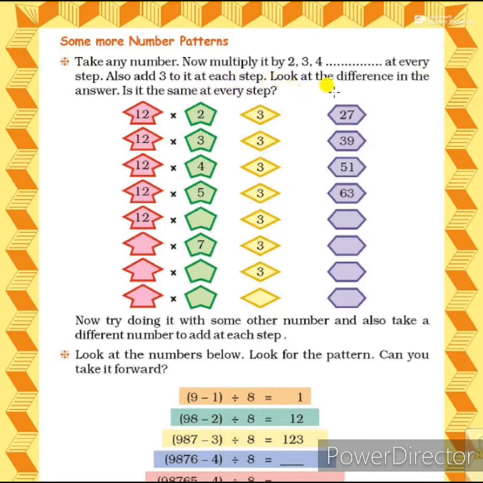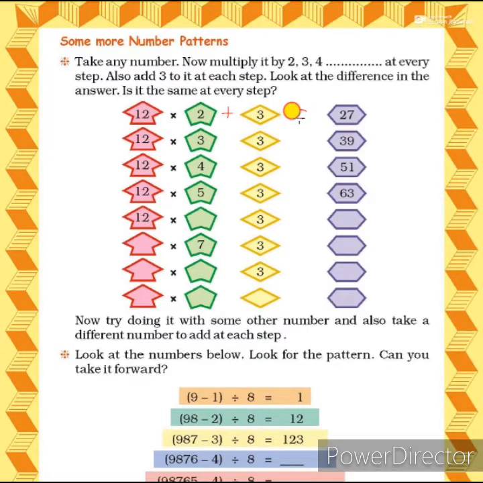Look at the difference in the answers. Is it the same at every step? Now first observe the pattern. First they have taken the number 12, multiplied it by 2 and added 3 to it. So 12 2s are 24. 24 plus 3 is 27.